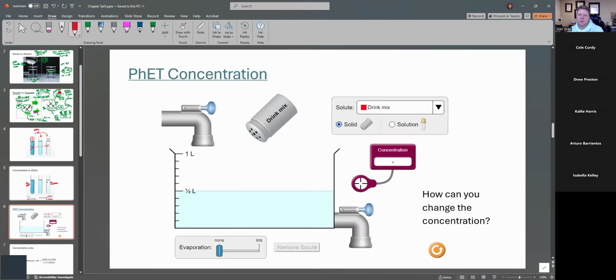Now, when it comes to chemistry, we quantify making a solution. Here's an example. This is linked. This simulation gives you the opportunity to make a solution, and I'm going to go ahead and do that real quick. I'm going to share what that looks like.